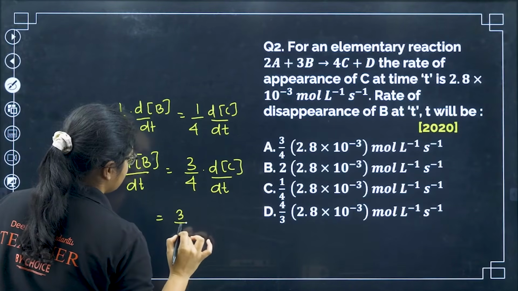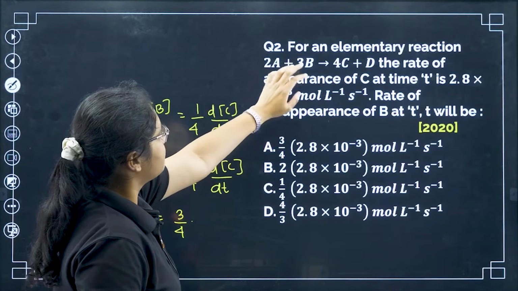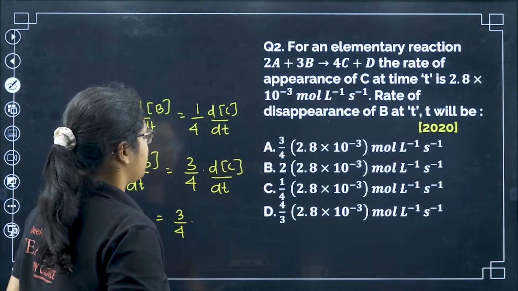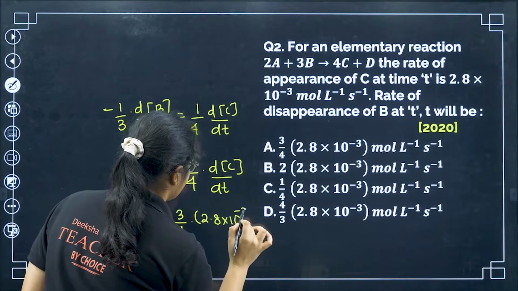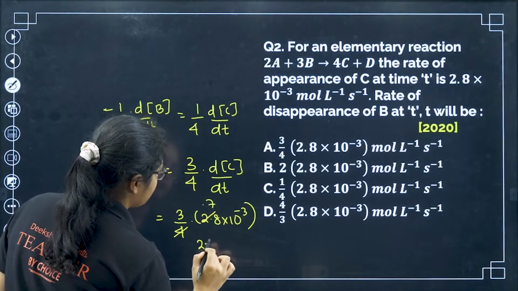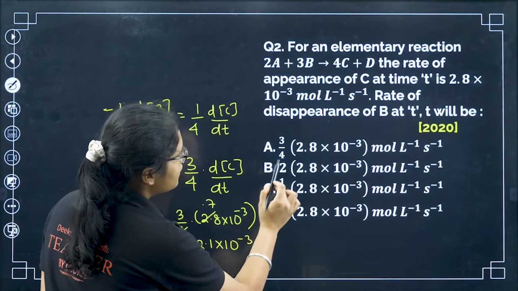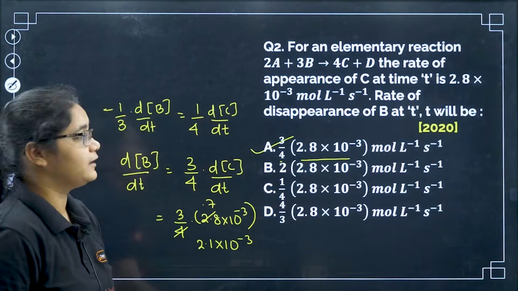So 3 by 4, and what is the change in dC by dt? The rate of appearance of C at time t is 2.8 into 10 to the power of minus 3. So now if I solve it, this becomes 3 by 4 into 2.8 into 10 to the power of minus 3, which is 2.1 into 10 to the power of minus 3, that is option number A here.